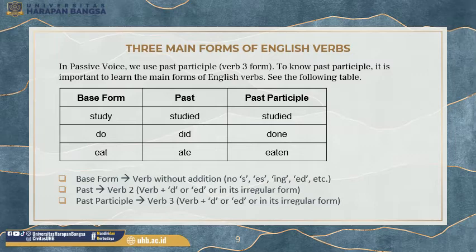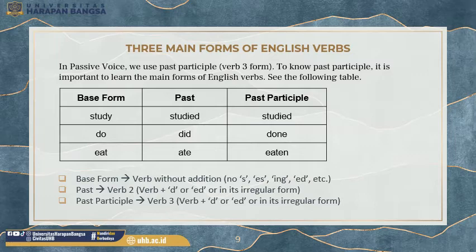So what is actually base form? Base form is verb without addition. Jadi base form adalah kata kerja dasar. Jadi kata kerja yang belum ditambahkan apa-apa. Tidak ada s, es, ing, ed. What about past? Past merupakan kata kerja lampau, or we usually call it as verb 2.